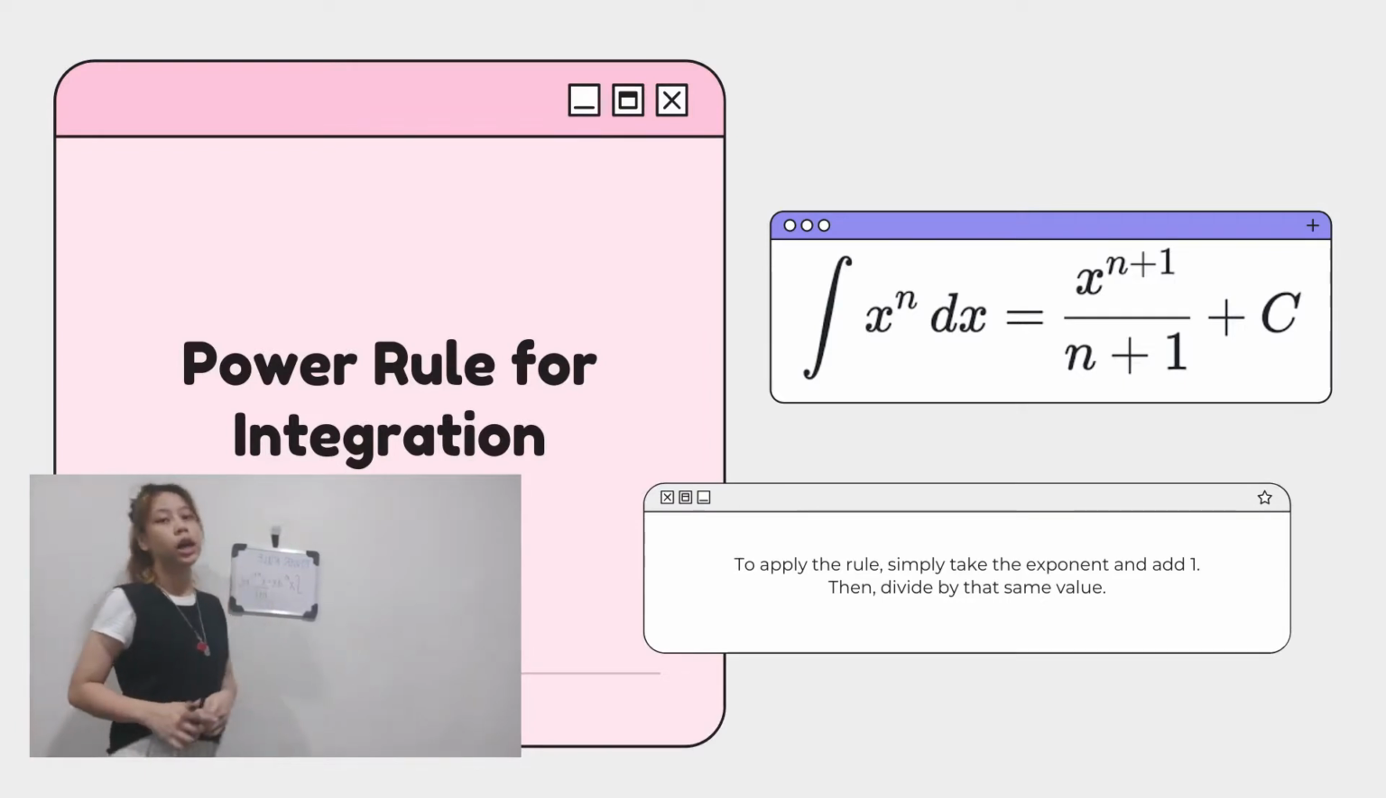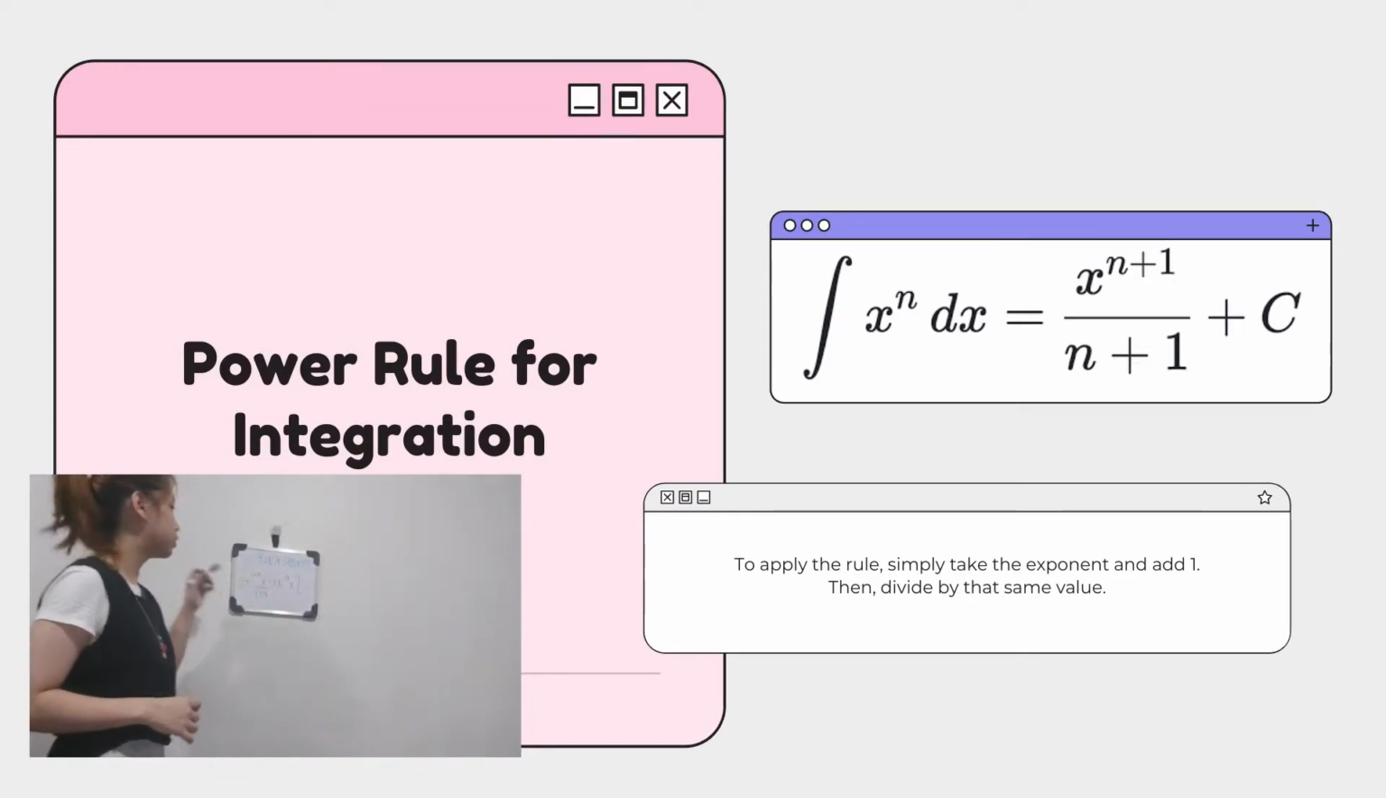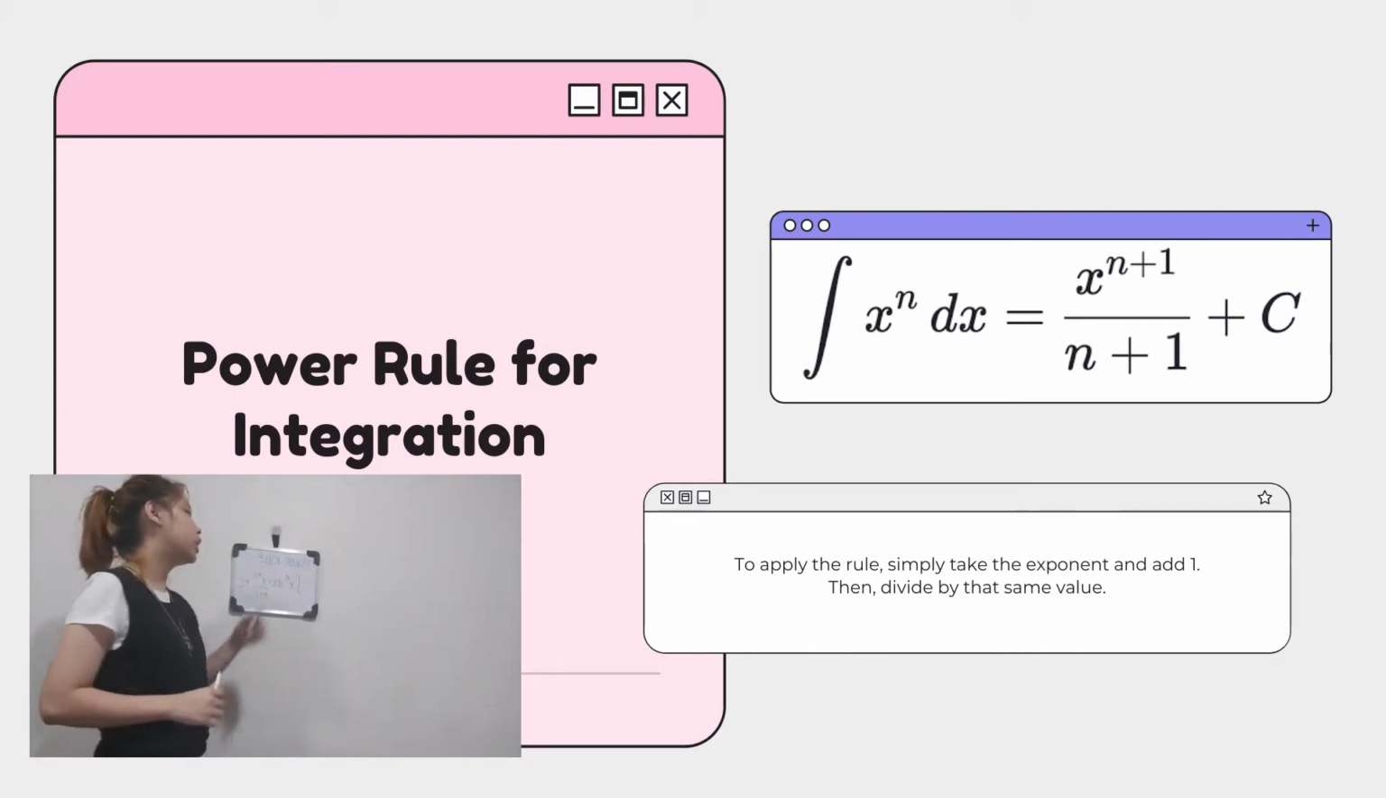First one is the power rule for integration. So, the formula for the power rule for integration is the integration of x raised to n dx, that is equal to x raised to n plus 1 over n plus 1 plus constant c.